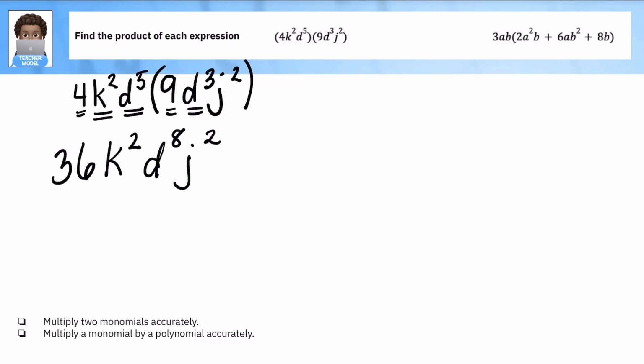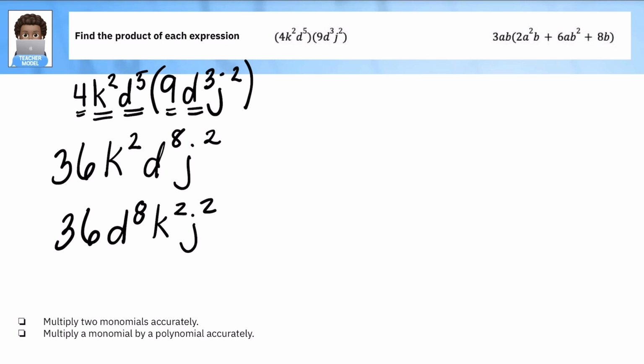And it doesn't matter if I wanted to arrange my exponents in order from greatest to least. I know it looks a little different, but they're all still being multiplied together. All right, so let's look at the next one.